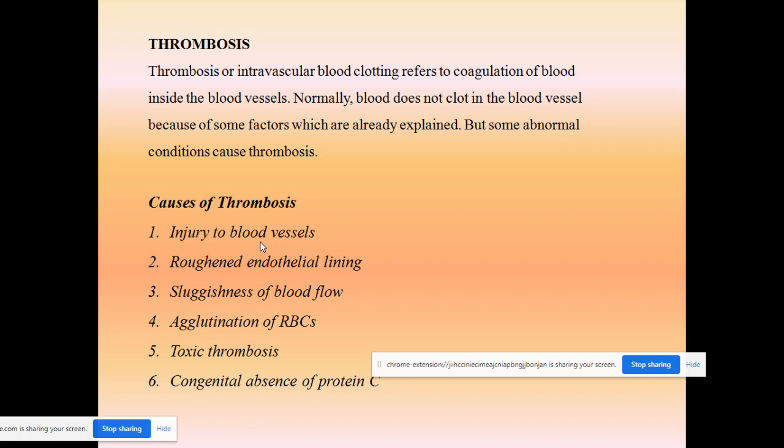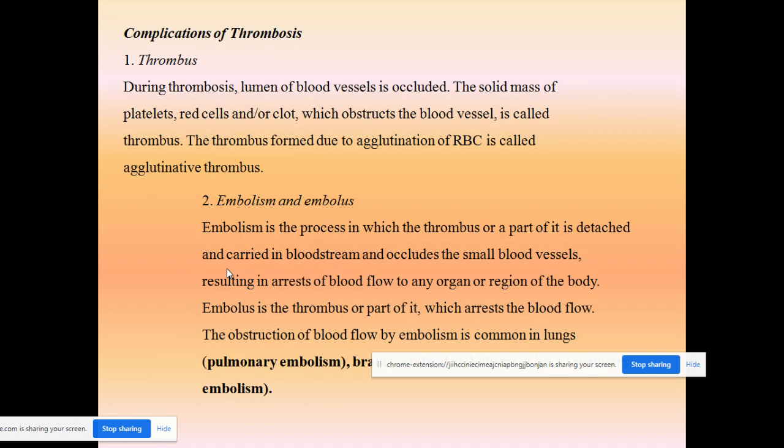But some factors and abnormal conditions cause thrombosis: injury to the blood vessel, roughened endothelial lining, sluggishness of the blood flow, slowing down, agglutination of the RBC, toxic thrombosis, or congenital absence of protein C. So in these conditions, it will lead to thrombosis, formation of a clot inside the blood vessel. So what complications will this cause? During thrombosis, the lumen of the blood vessel is occluded. That is, the clot forms and blocks the blood vessel completely.